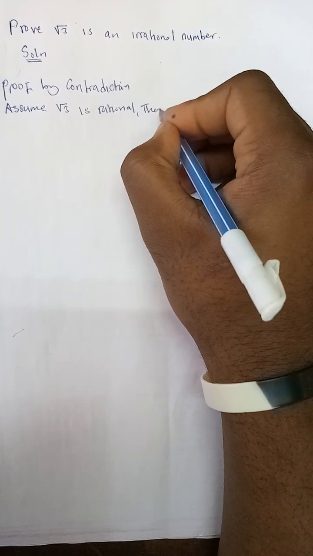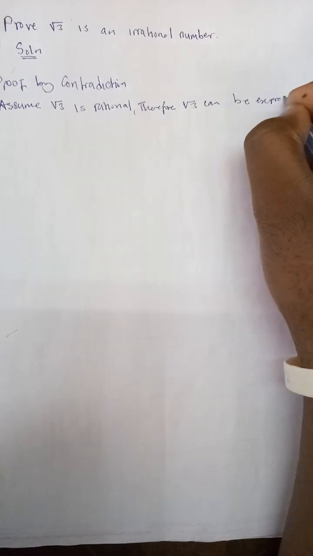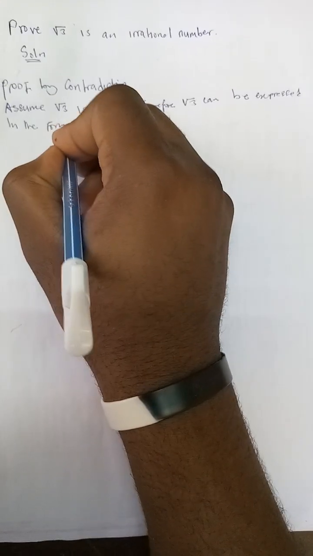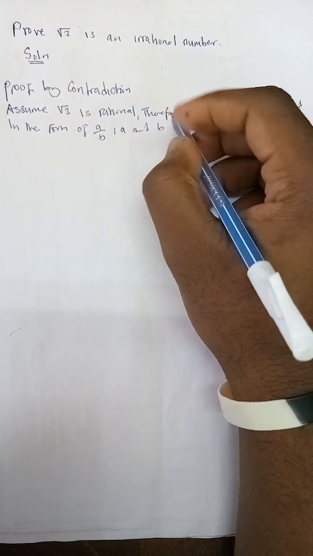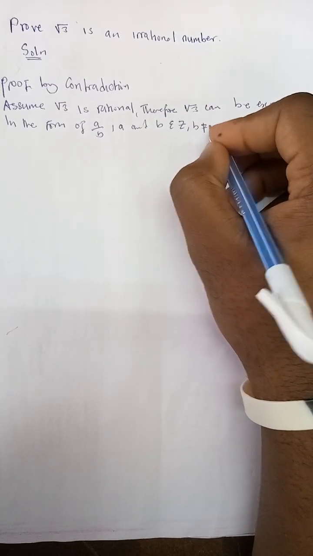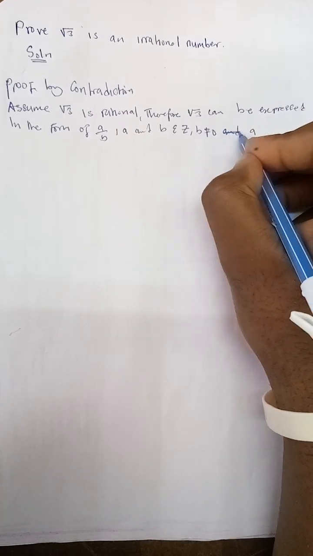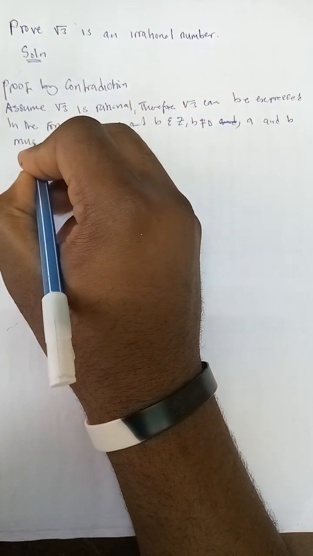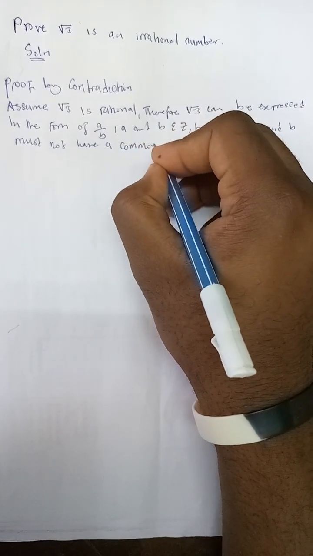If it's rational, therefore the square root of 3 can be expressed in the form a over b, where a and b are members of the integers, then b must not be equal to 0, and a and b must not have a common factor.